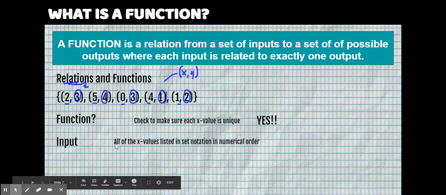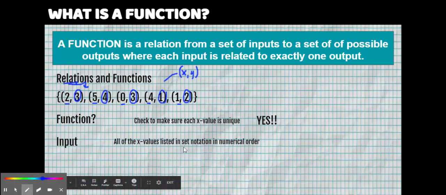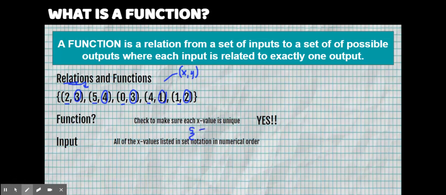So just like I said, remember, list all of the X values in set notation. Remember, you need those braces. You need to see those braces to begin and to end your list. As well as, here's a new tidbit, your input needs to be in numerical order. Now, if I look up here and I see my 2, my 5, my 0, my 4, my 1, those are not in numerical order.